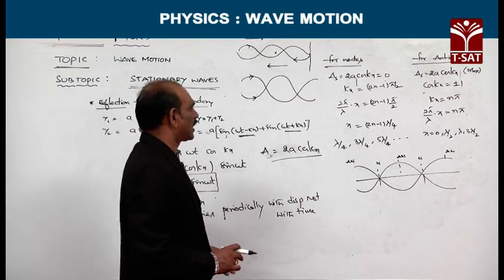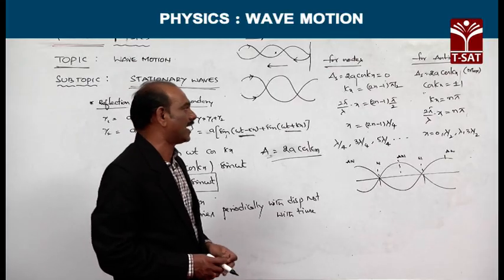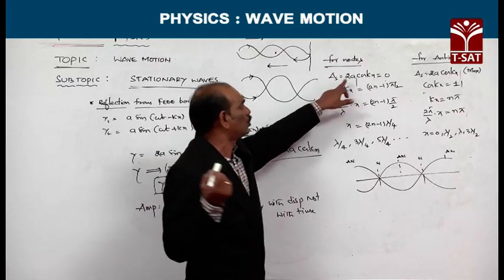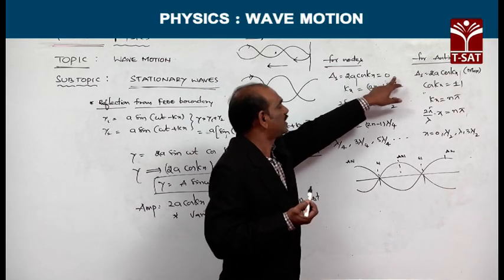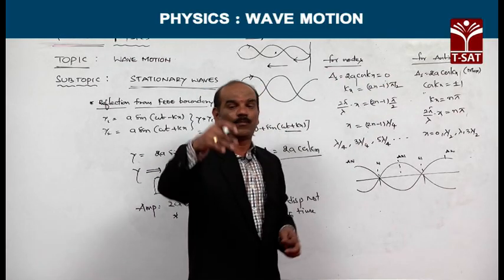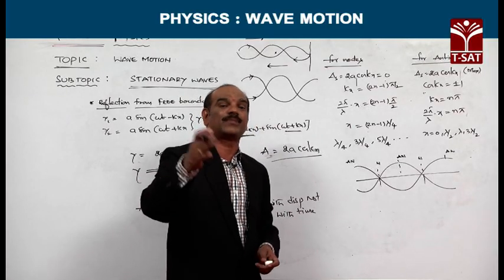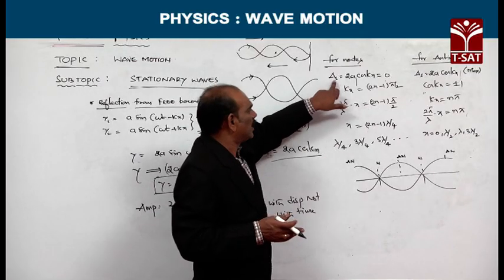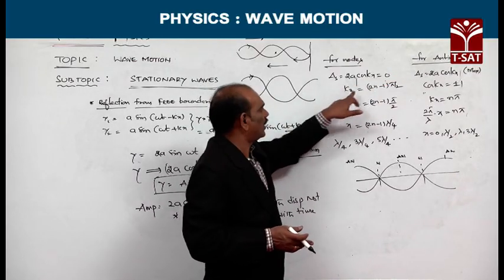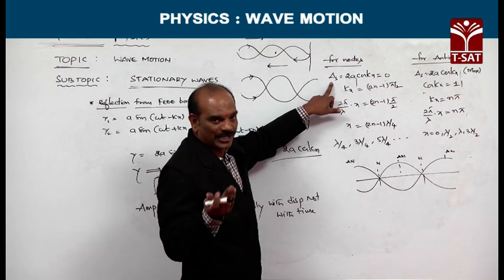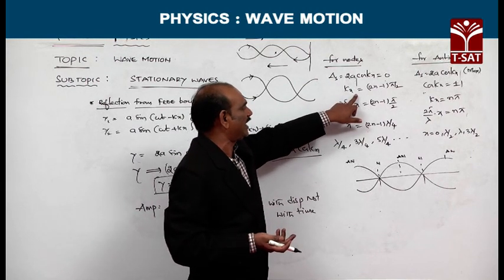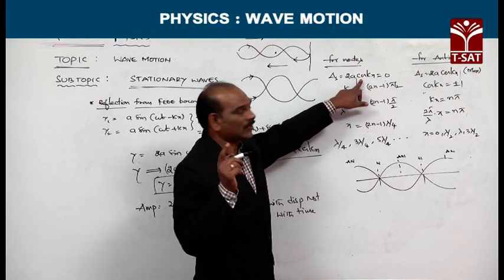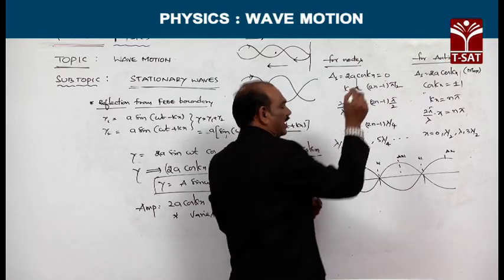Now let us see the condition for obtaining nodes and the condition for obtaining antinodes. The amplitude of the stationary wave, 2a cos kx, is equal to 0 for nodes. Nodes are the points which lie on equilibrium, whose displacement is equal to 0 or whose amplitude is equal to 0. So this value is equal to 0. So here as amplitude, kx is 2n minus 1 into pi by 2.